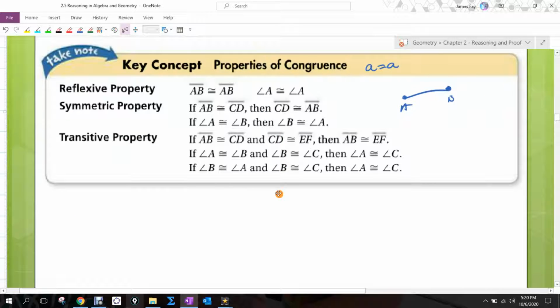Transitive property, same idea. If angle A is congruent to angle B, and angle B is congruent to angle C, then I can say angle A is the same as angle C. So let's draw a picture of that real quick. Let's say I've got this angle A here.